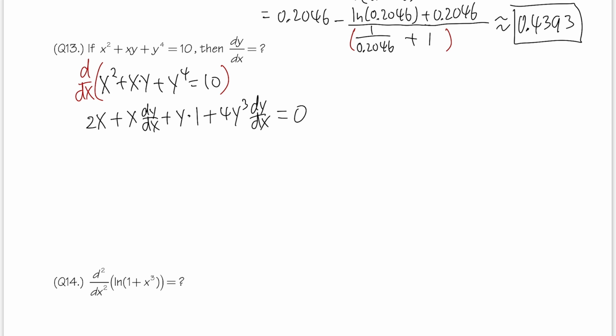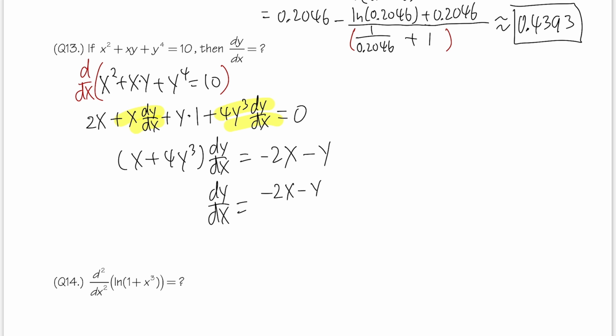Now we just have to get the dy dx by itself. This and that can go to the other side. This and that, we can factor out the dy dx. So let me highlight this for you guys. This and that, we keep it here. And I will just write parentheses x plus 4y to the third power times dy dx equals 2x to the other side becomes negative 2x, and then y times 1 to the other side is just minus y. Lastly, divide this on both sides. Dy dx equals negative 2x minus y over x plus 4y to the third power, and we are done. Yay.